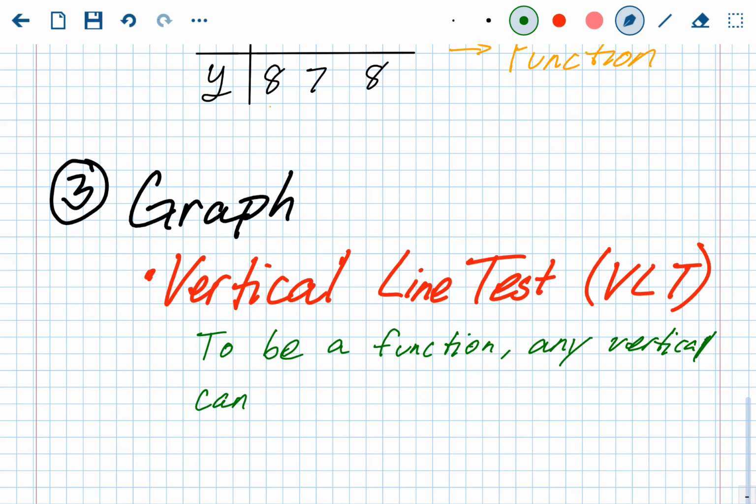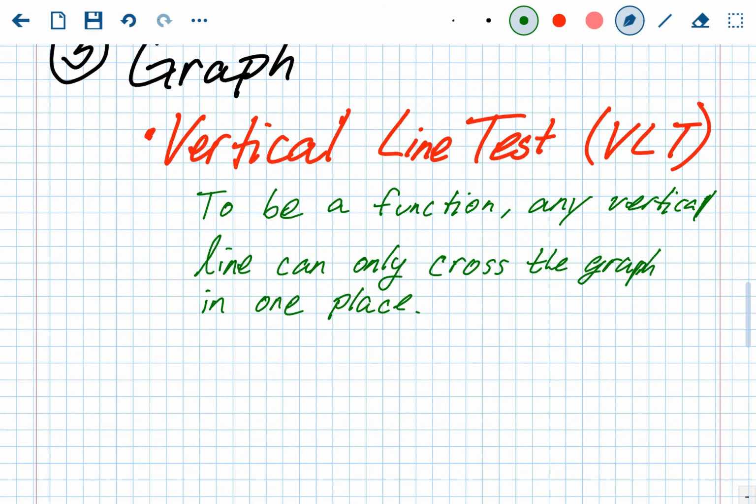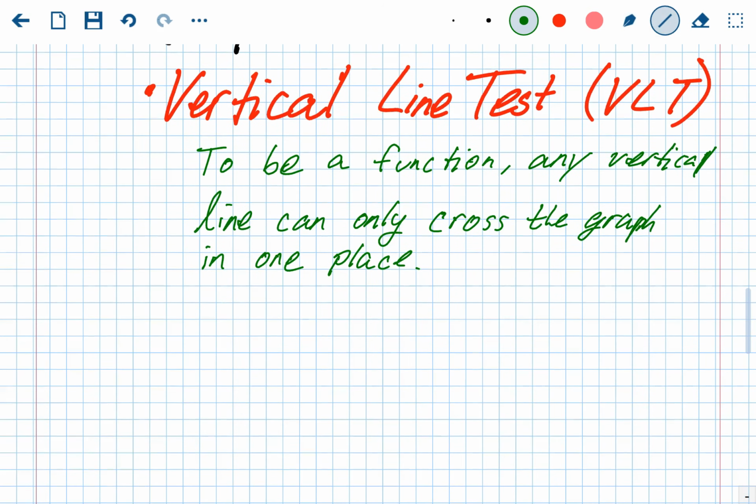So to be a function, any vertical line can only cross the graph in one spot. The vertical line test is also called the pencil test sometimes, because what it means is anywhere you place your pencil on the graph, it can only cross the actual graph once. Okay. So let's look at 2 examples of graphs.